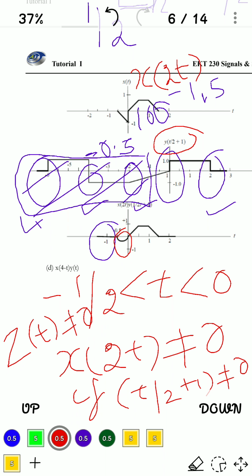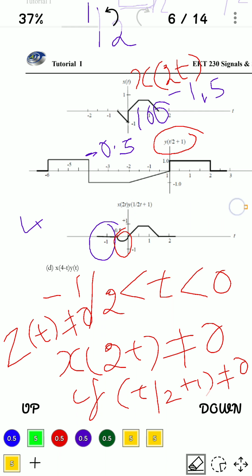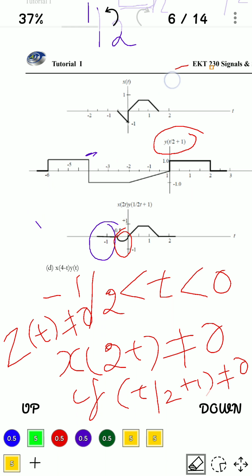Yes. So now coming on to this particular part, I'll erase all of this to make it more clear. Yes, now you got it. So for this time period, I can say minus 1 by 2 is less than t, less than 0. Therefore you can see that x of 2t is not equal to 0, and y of t by 2 plus 1 is also not equal to 0 for this time period.